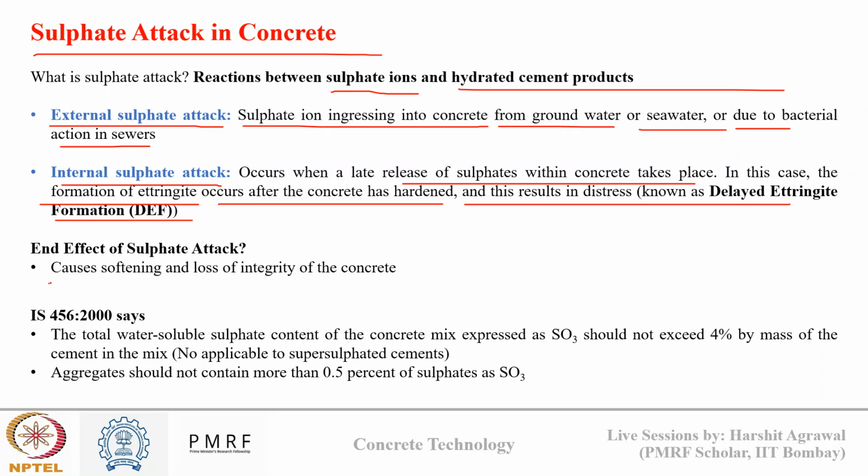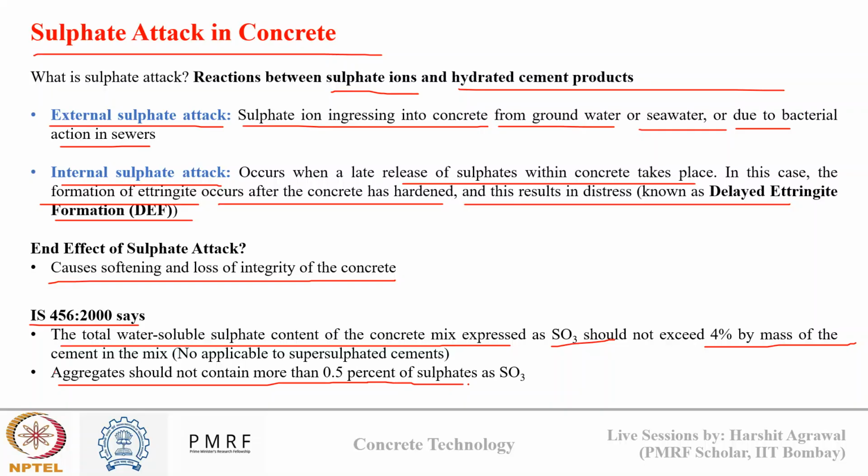Now, what is the end result of this sulfate attack? It causes softening and loss of integrity of concrete, and due to this, my concrete deteriorates at a faster rate than expected. So to limit this sulfate degradation, IS code says that the total water soluble sulfate content in a concrete mix, expressed as SO3, should not be more than 4% by mass of cement. And aggregates should not contain more than 5.5% sulfates as SO3. So that's why limits are imposed on cement and aggregates.